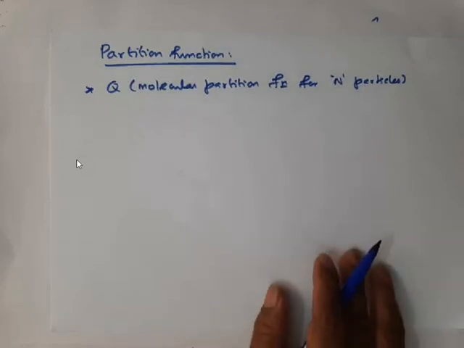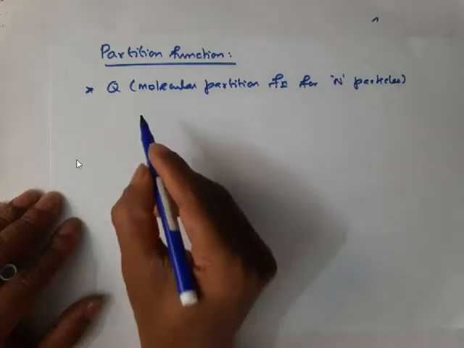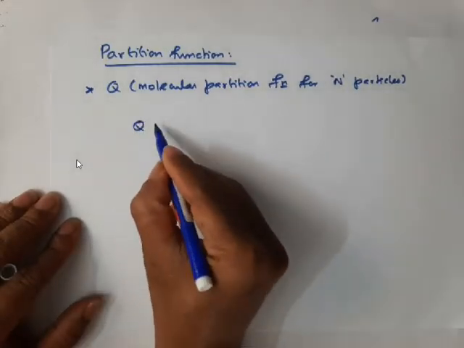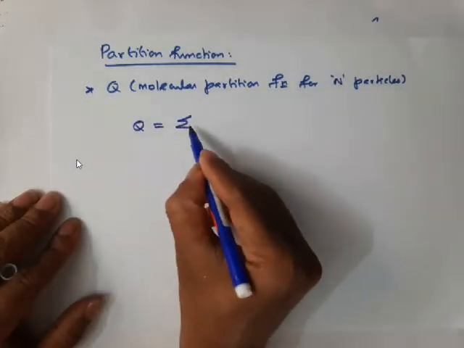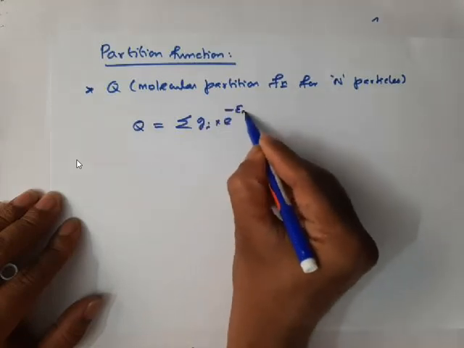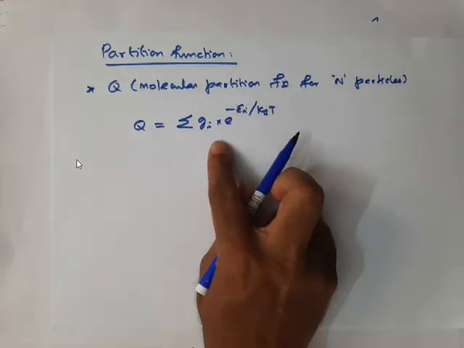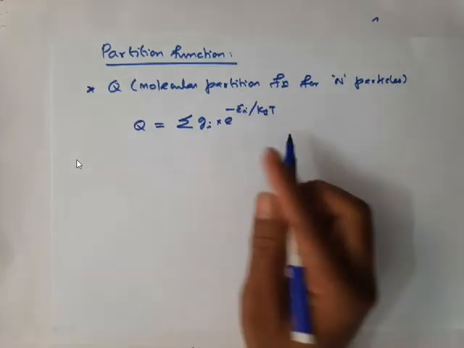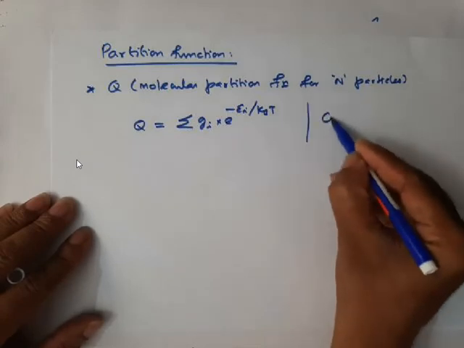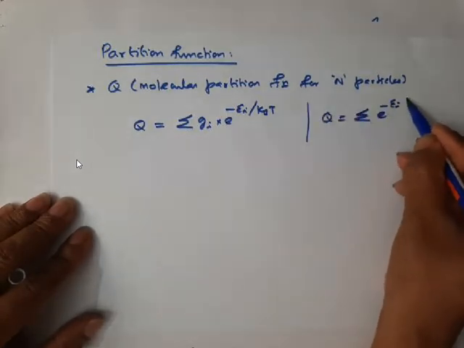Now, for distinguishable particles, we have two expressions. One is Q equal to summation of Gi into e power minus Ei by kBT, and this expression is applicable for energy levels which are degenerate. And we have one more expression, Q is equal to summation of e power minus Ei by kBT.